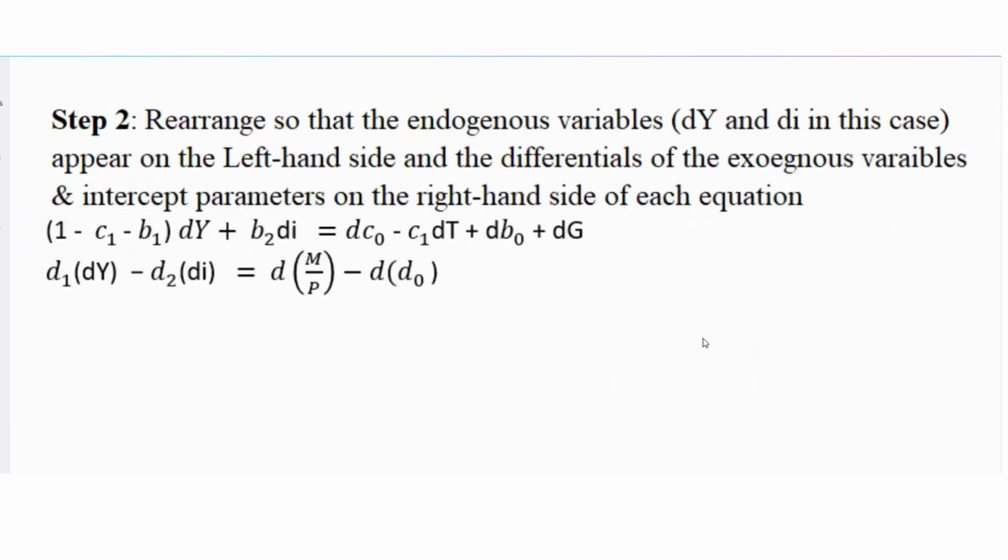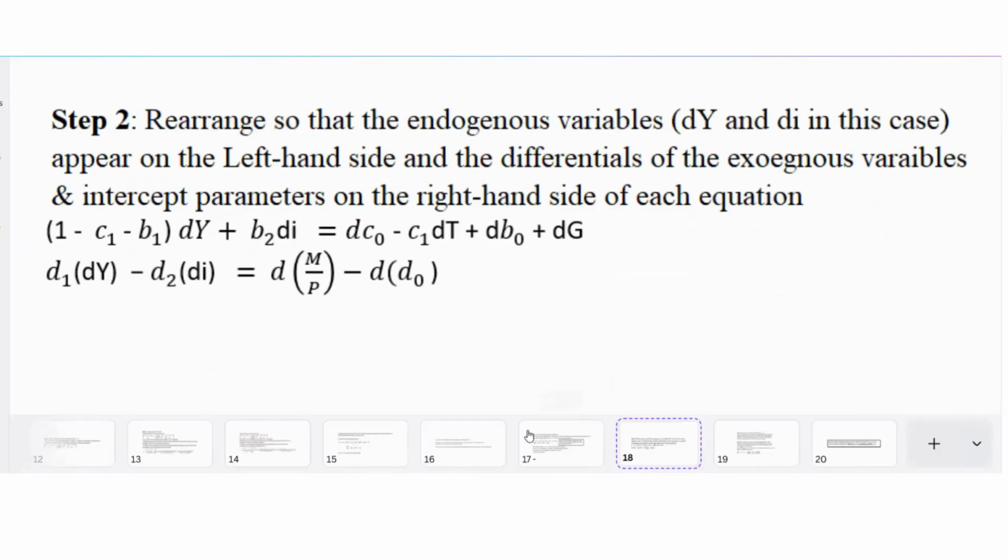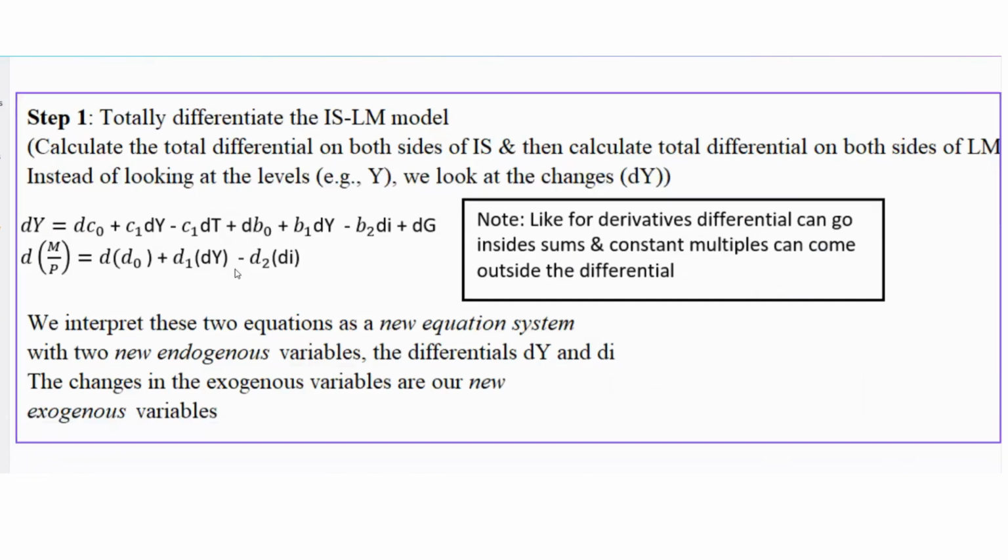Now the second step is we're going to rearrange it so that our endogenous variables, which we know are the differentials dy and di, appear on the left hand side, and the differentials of our exogenous variables and intercept parameters on the right hand side. So the first step is you totally differentiate your IS-LM model so that instead of levels you're now looking at changes. The next step is you ensure that your endogenous variables, in this case dy and di, are on the left hand side, because here you have dy on the left hand side as well as on the right hand side, and here dy and di on the right hand side.